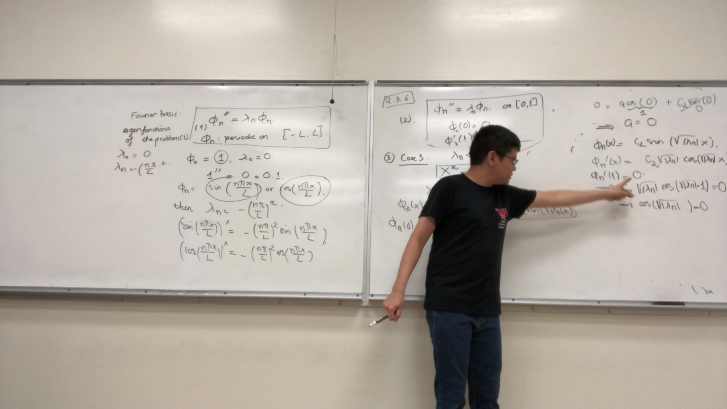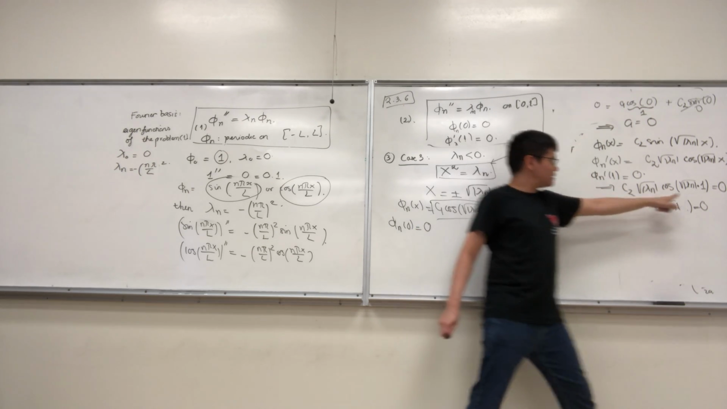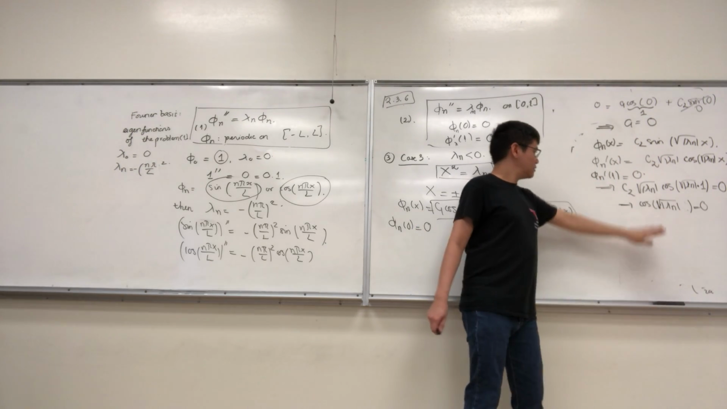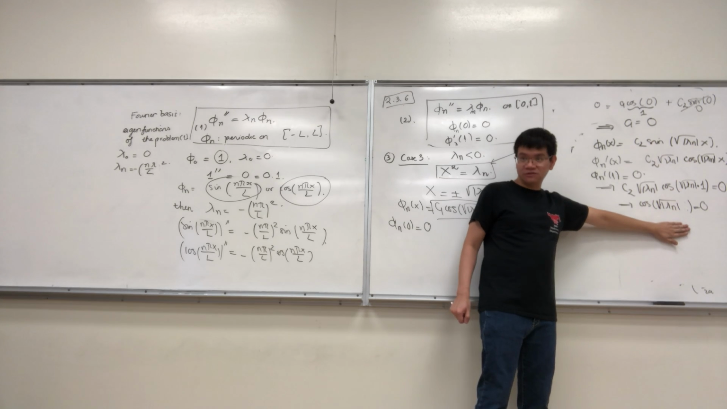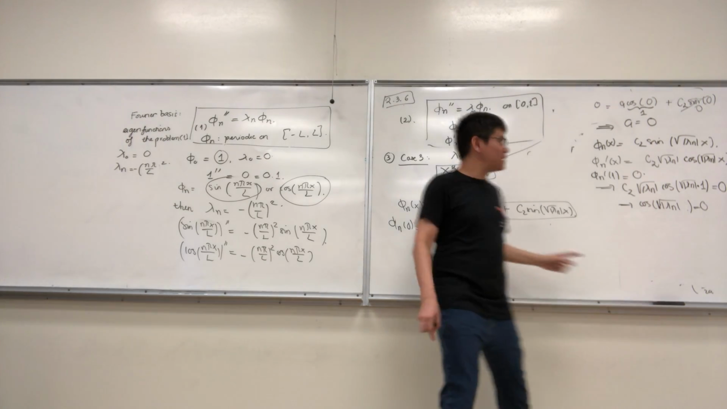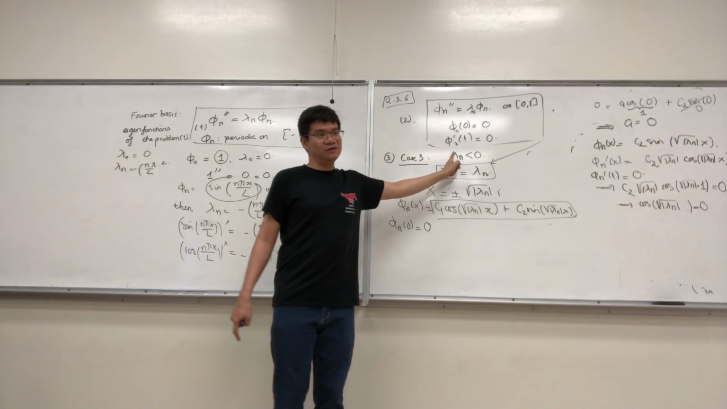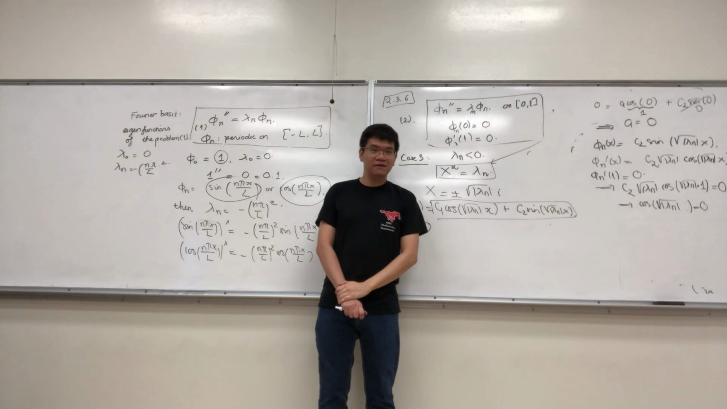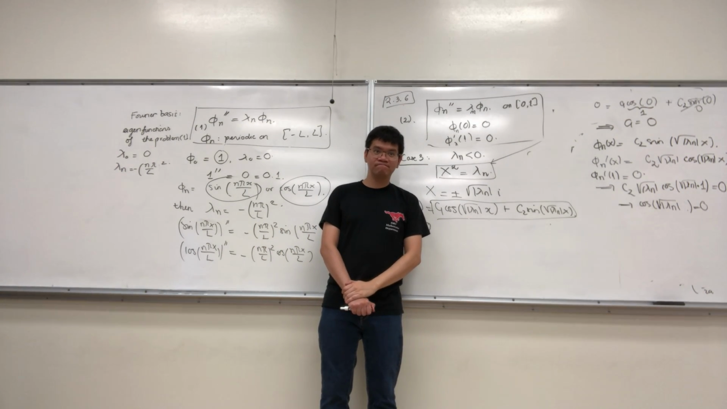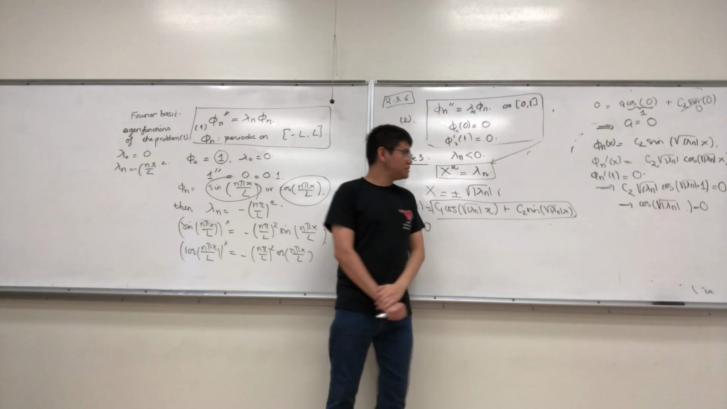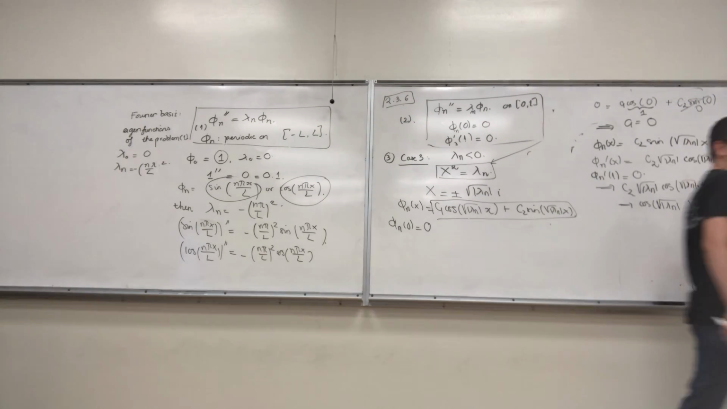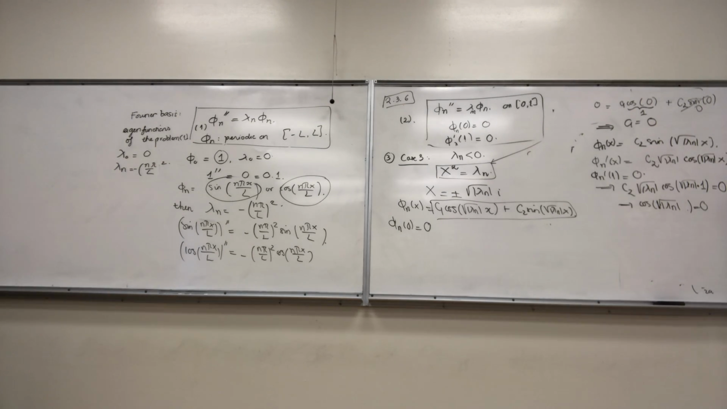Now phi n prime is 0, right? So this means that this is 0. Which means that the cosine is 0, right? Because lambda n is not 0, since we are not in the case where lambda n is 0. Questions? Now, what is the lambda n that makes this cosine 0?